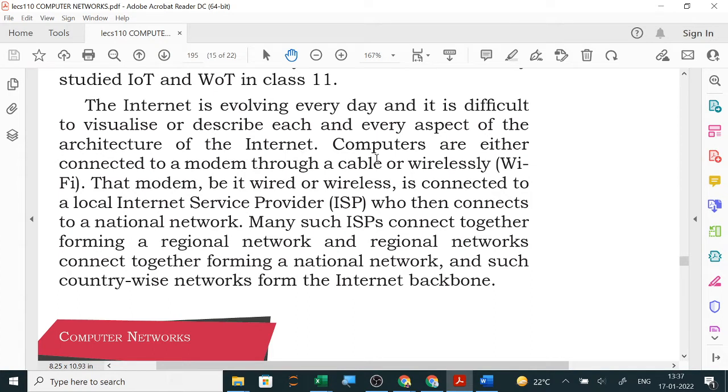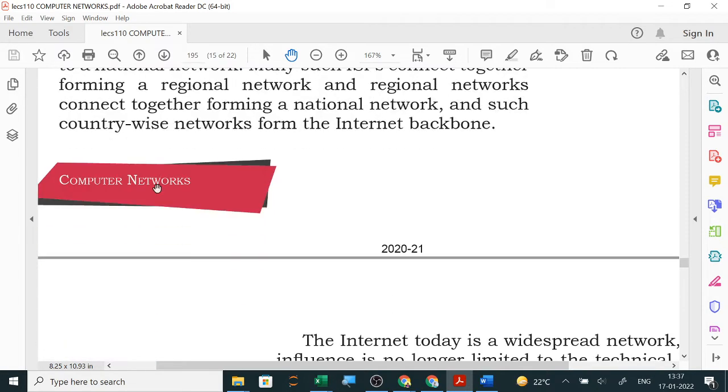Now computers are either connected to a modem through a cable or wirelessly through Wi-Fi. That modem, be it wired or wireless, is connected to a local Internet Service Provider, ISP, who then connects to a national network. Many such ISPs connect together, forming a regional network, and the regional networks connect together, forming a national network. And such country-wise networks form the internet backbone.